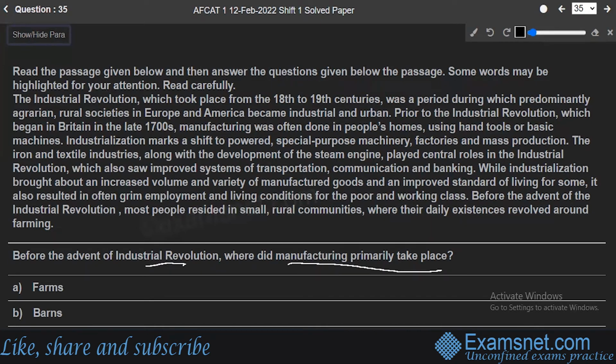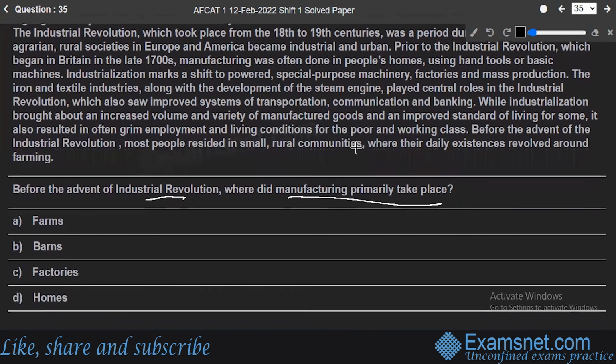The first question over here is, before the advent of Industrial Revolution, where did manufacturing primarily take place? It is mentioned in the above paragraph. See, if you are looking at the paragraph very carefully, it is mentioned that before the Industrial Revolution began in Britain, manufacturing was primarily done in people's homes, using hand tools or basic machines, unlike the large machinery that came into existence after the revolution began. So it was done in homes. Option D.